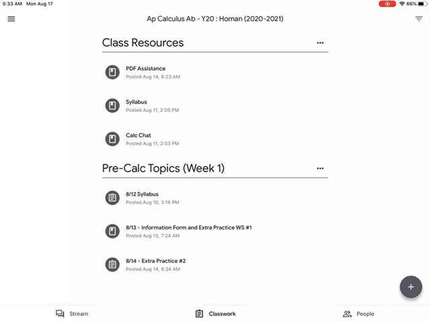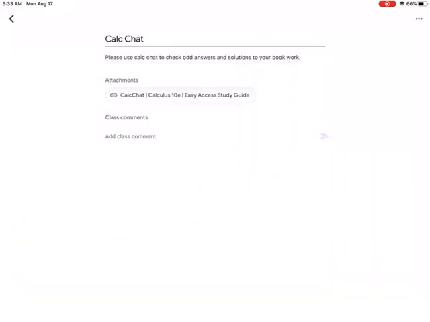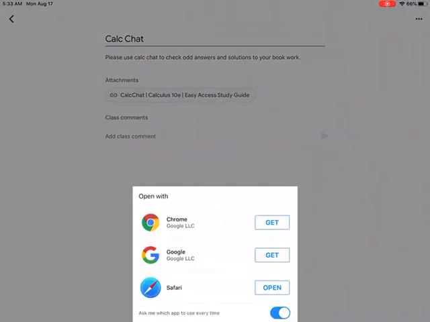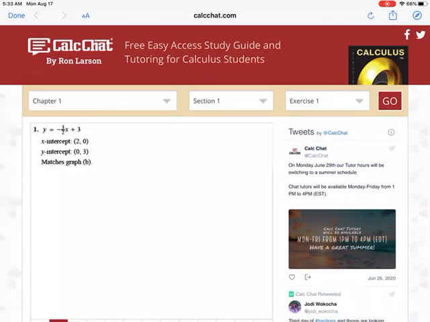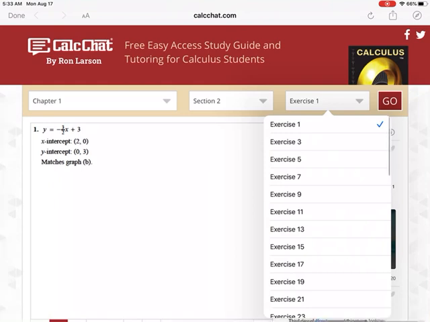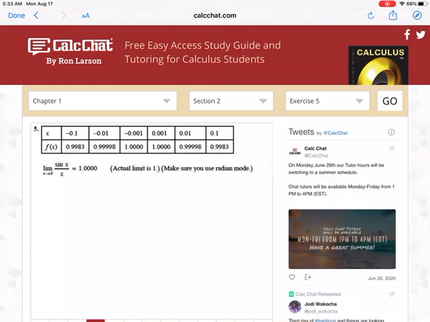The next thing I want to show you is Calc Chat. Calc Chat is a way for you to check your answers from the back of the book when you don't have the back of the book. If you just click on the link in this Calc Chat post, it'll open you up to the book. You can select Chapter 1, we're in Section 2, Exercise 5, and it will show you not only the answer but the solution as well. So if you don't have your book, you can use the PDF version in Google Classroom, and to check your answers, you can either use the back of the book or you can use Calc Chat.